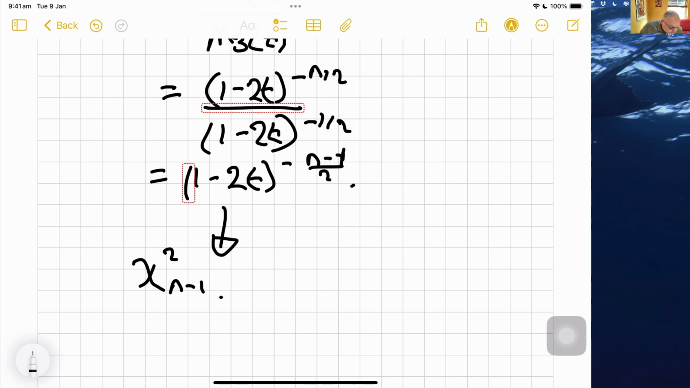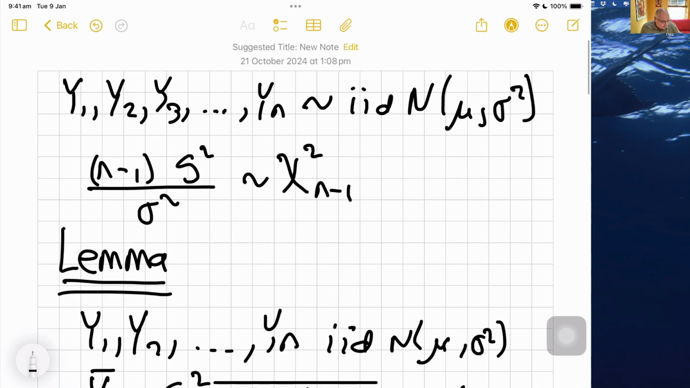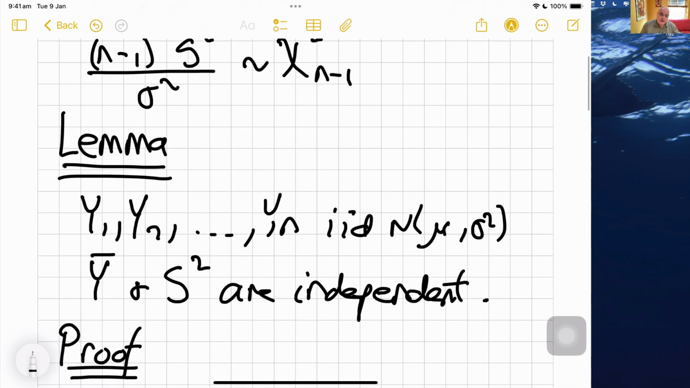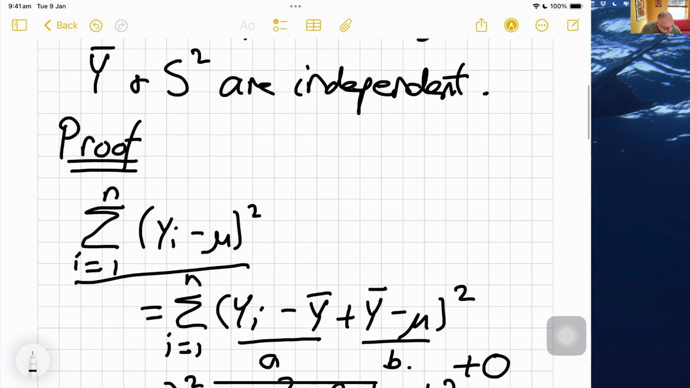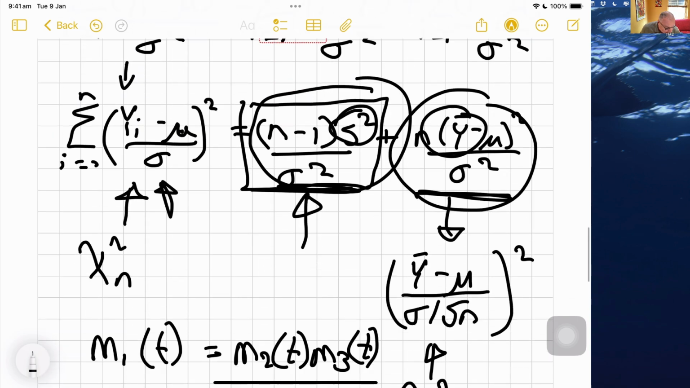So that's it. It's a little bit convoluted, you know. We had to start with a lemma because we're going to use the fact that these things are independent, because we're going to need to be able to get the moment generating function. We started in a strange place, but eventually it all came through.